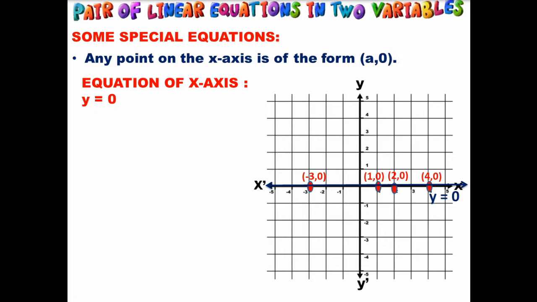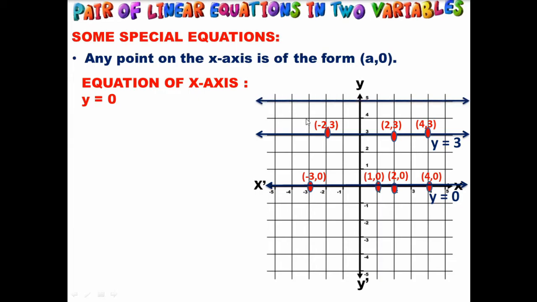y equals 0. Now let me consider some line which is parallel to the x-axis and passes through the point y equal to 3. Now what about the coordinates of the points on this line? It will be of the form (-2, 3), (2, 3), (4, 3), (1, 3) like that. The y coordinate is fixed, a constant. So that means this straight line equation is going to be y equal to 3.